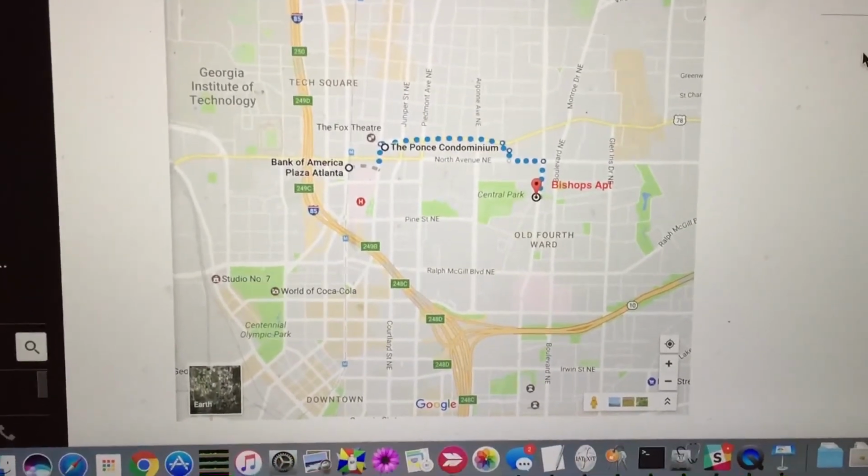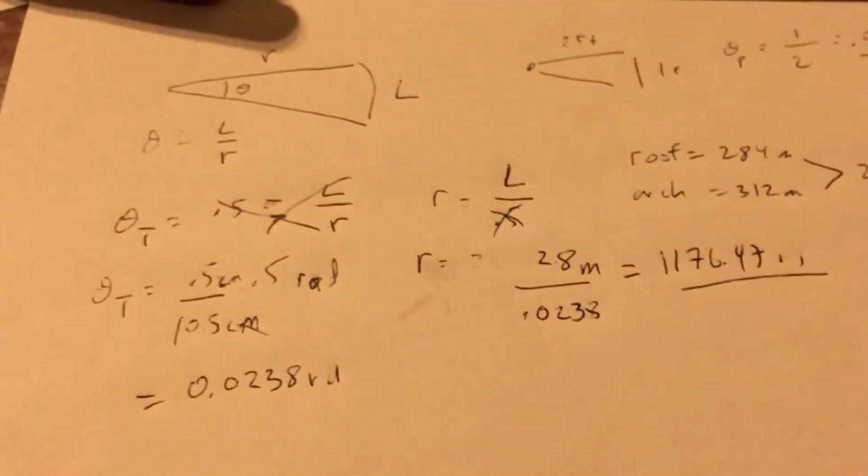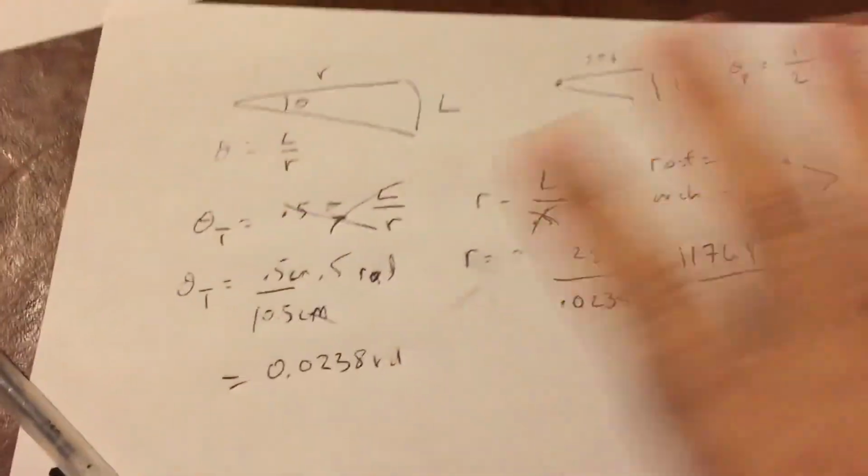If you don't like that, I can do a different way. But that's what I have, and here's the work, and boom.